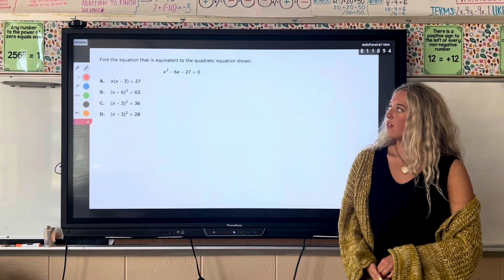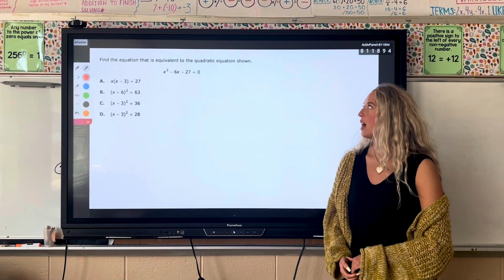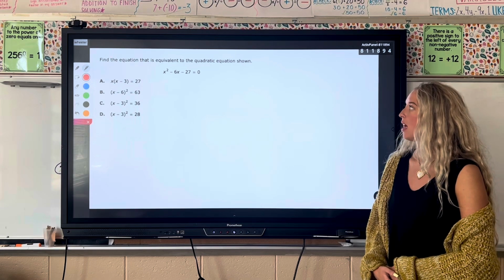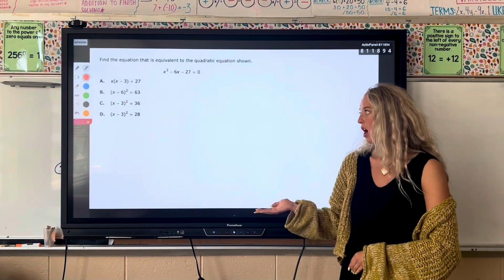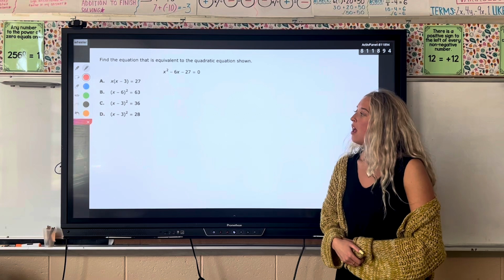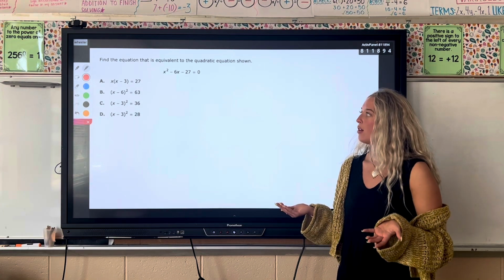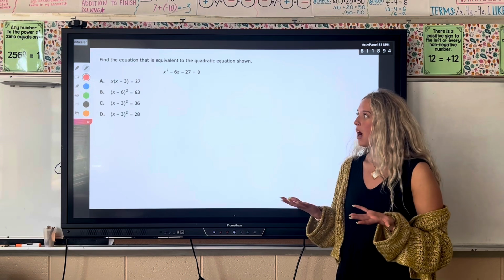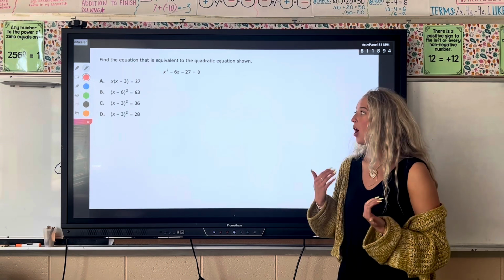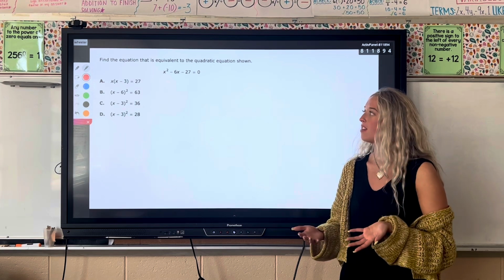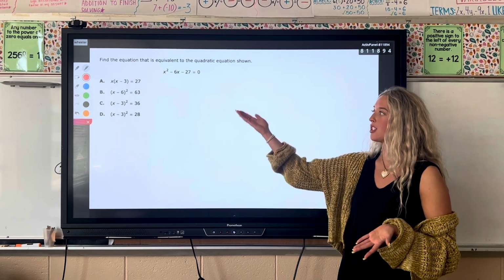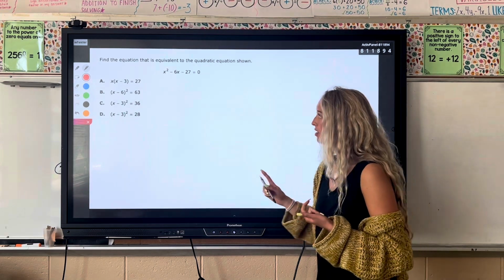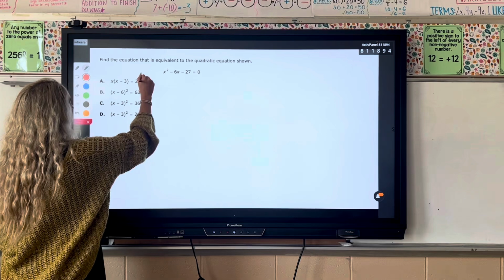The next problem that we're given says find the equation that is equivalent to the quadratic equation shown, and we're given x squared minus 6x minus 27 equals 0, and then we have 4 different options that we need to pick from. There's a few different ways that you could go about this problem, but honestly, as someone who feels confident multiplying binomials, my first instinct would probably just be to use a guess and check method in this case to see just when I expand these, which is going to give me the original question that I'm given. So I will start with A.